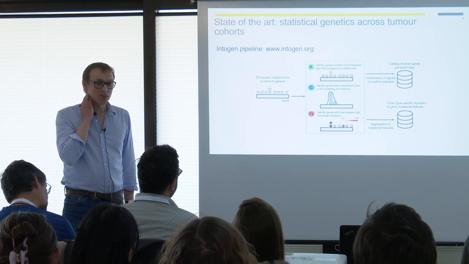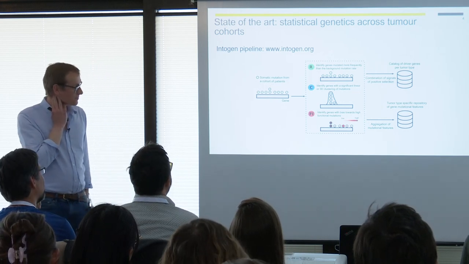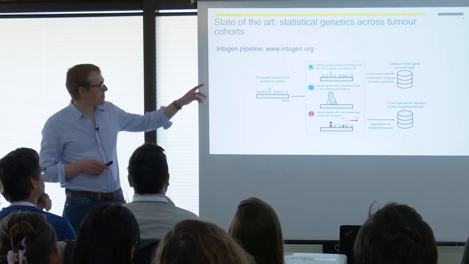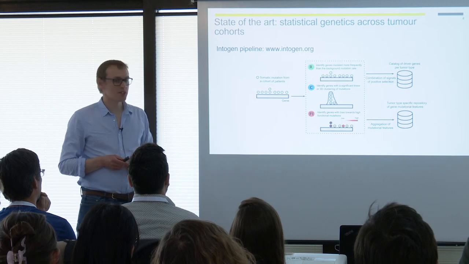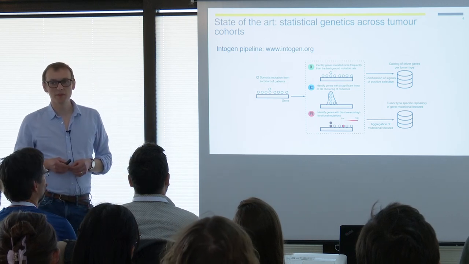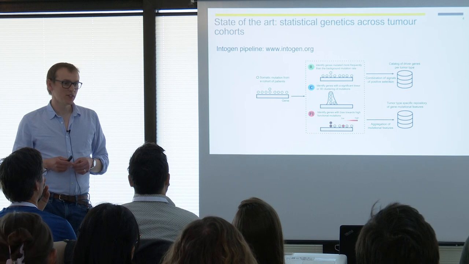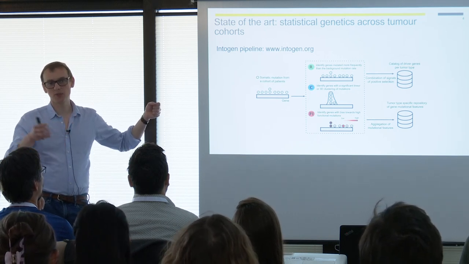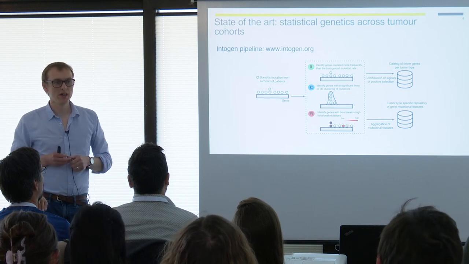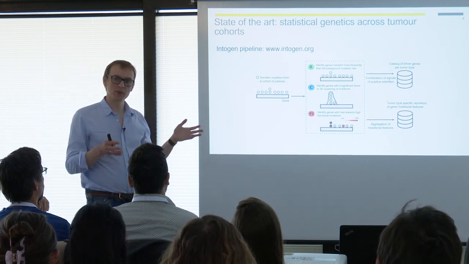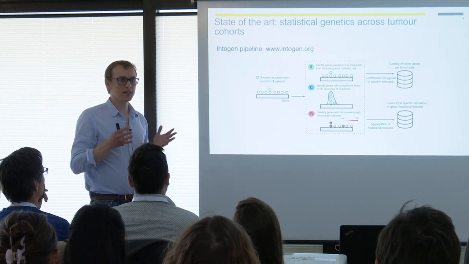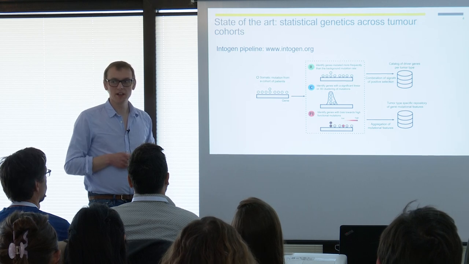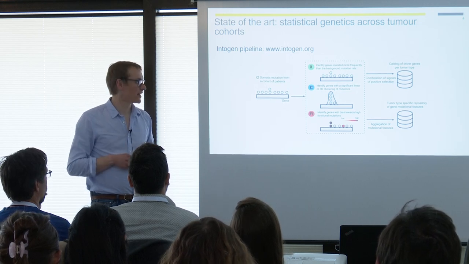So as you all know, the state of the art is doing statistical genetics on big cohorts of cancer data. So one of the very best examples of doing this is the IntOGen pipeline that's come from Nuria Lopez-Bigas's lab in Barcelona. And what this does is take very large cohorts of data of, say, a particular cancer type, so colorectal cancer or lung cancer or something like that. So all of those cases are sequenced. You pool all the data and you look for patterns in that data that are indicative of a gene being a driver alteration. So it's all computational analysis.